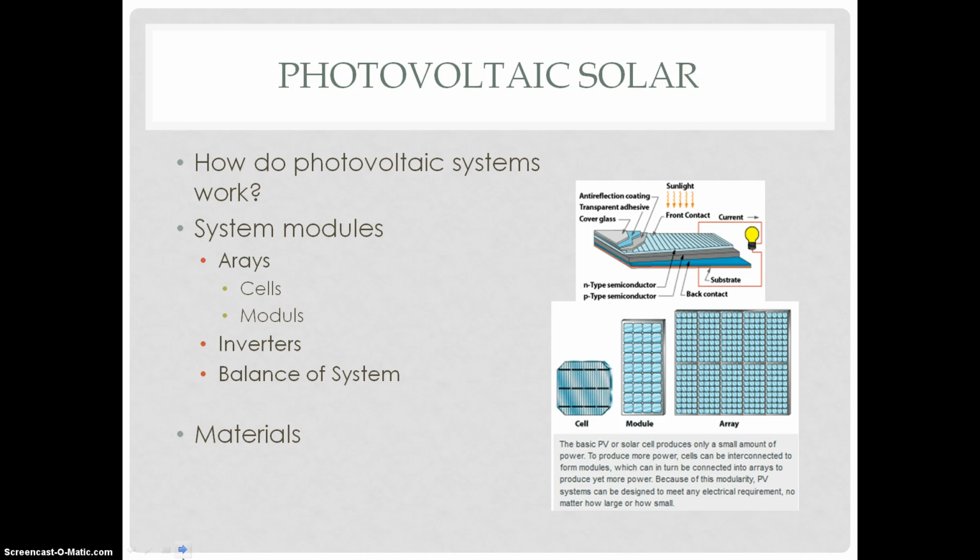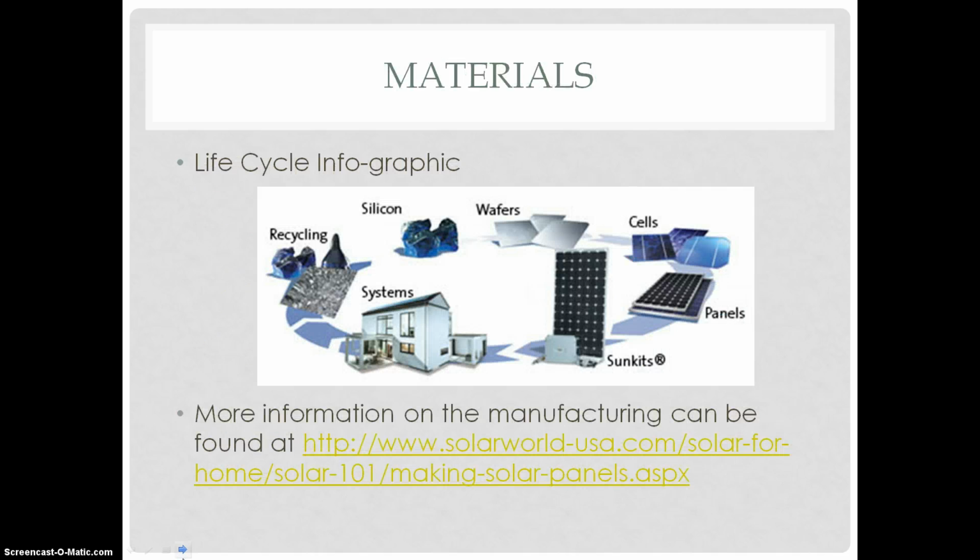Solar panels are then designed into arrays that meet your home's energy needs. Inverters condition the generated power for use in your home and on the grid, and the remainder of the parts of the system are referred to as the balance of system. The materials used in photovoltaic systems are silicone, glass, copper, and aluminum.